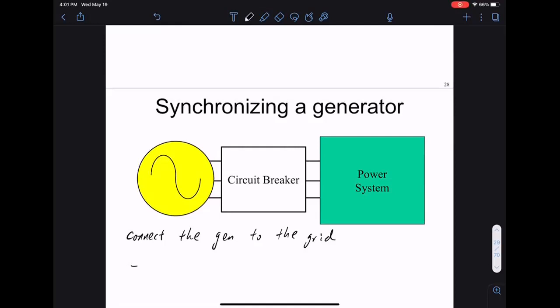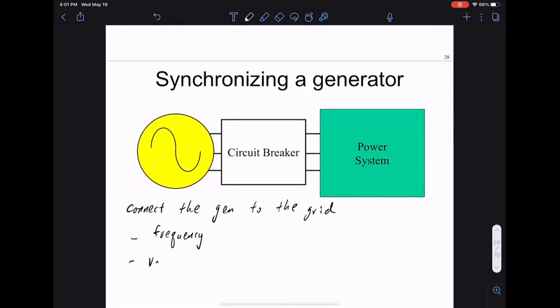If I take a generator, can I just connect to a grid? Make sure it's at the right frequency. Right, so the frequency is important. And the voltage is important too, right? You don't want your voltage to be very far away from the generator. Okay? So why is it that if you have a wrong frequency, it's very bad for the generator?